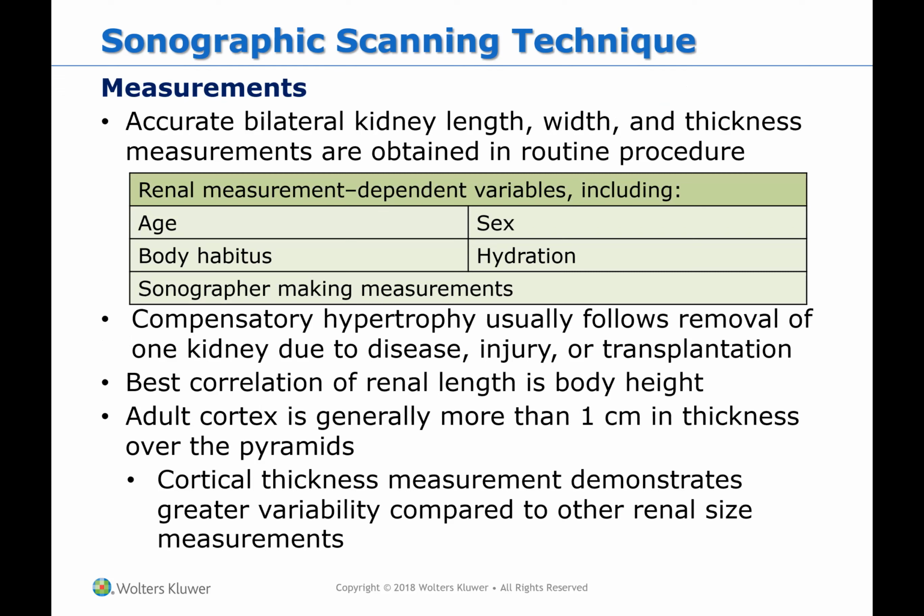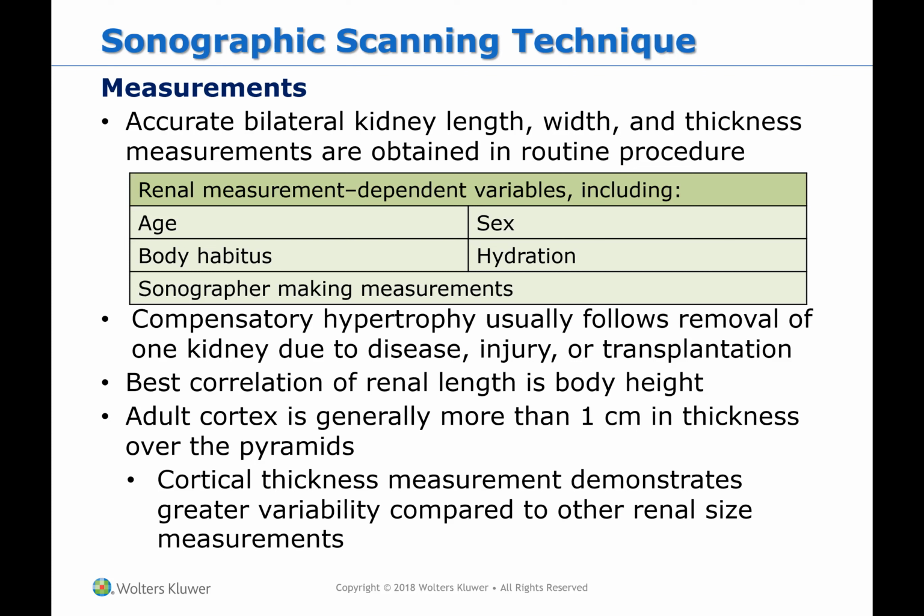So hypertrophy usually follows removal of one kidney due to disease, injury, or transplantation. That basically means that let's say the patient doesn't have a left kidney due to something, and the right kidney is going to be bigger because it has to work. Because remember, we need 33% of the nephrons to work to filter the right amount of blood out.